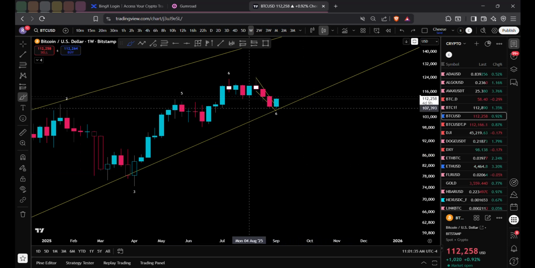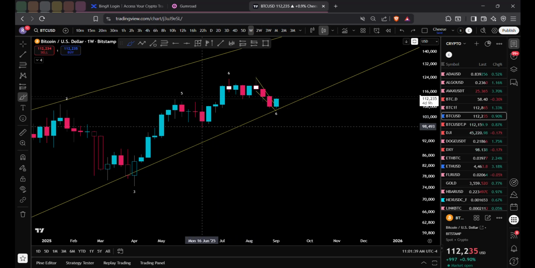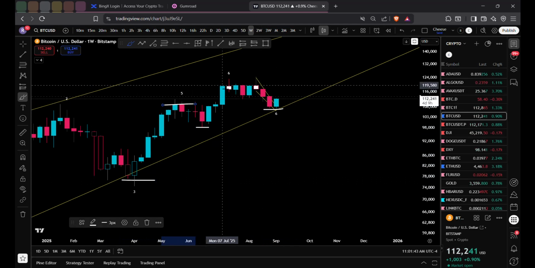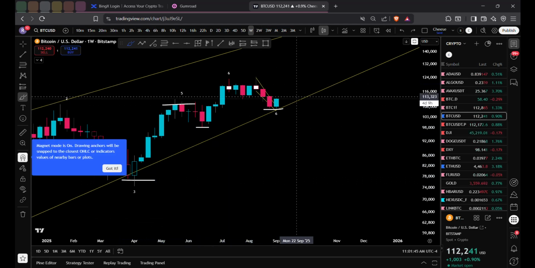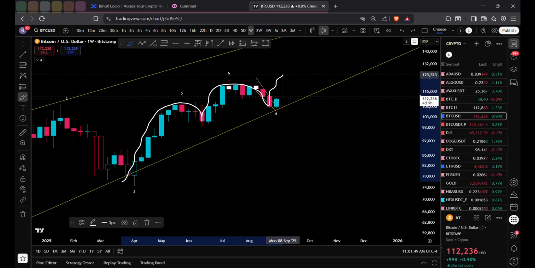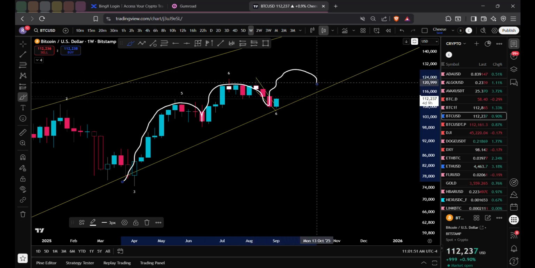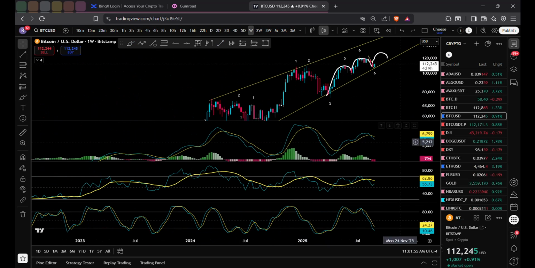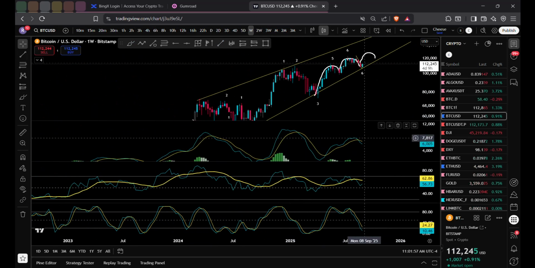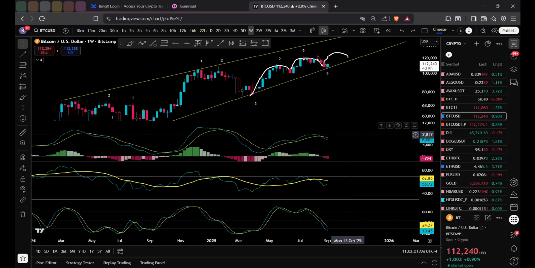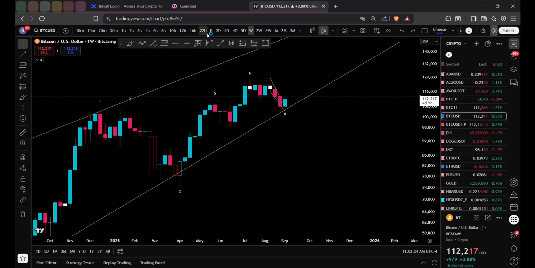Good case scenario, we still extend, we still continue, because we made a higher low, right? Higher low, higher high to a higher high. This could do something like this, right? 1, 2, 3, and extend to that 127. But at the same time, we need to see if this continues to form another lower high and another lower high. Either way, Bitcoin looks good to go up.